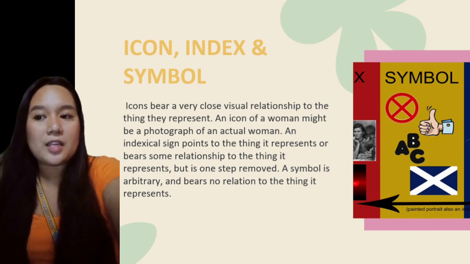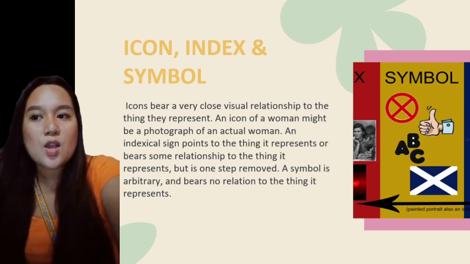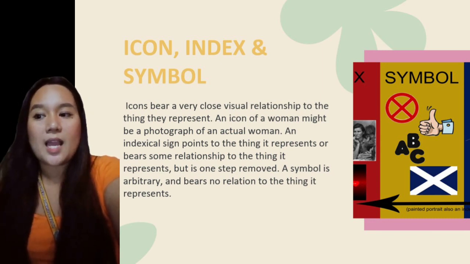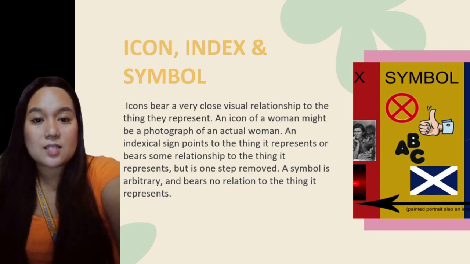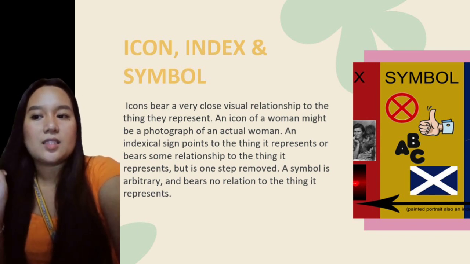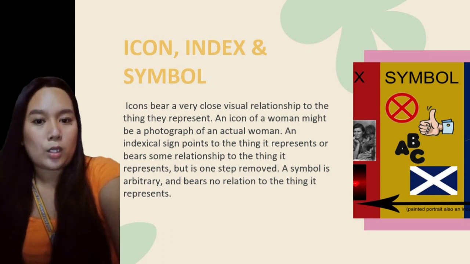So there are three types of signifiers, the categories of signs. Peirce said the form a sign takes is its signifier, so it can be classified as one of three types: the icon, the index, or the symbol.